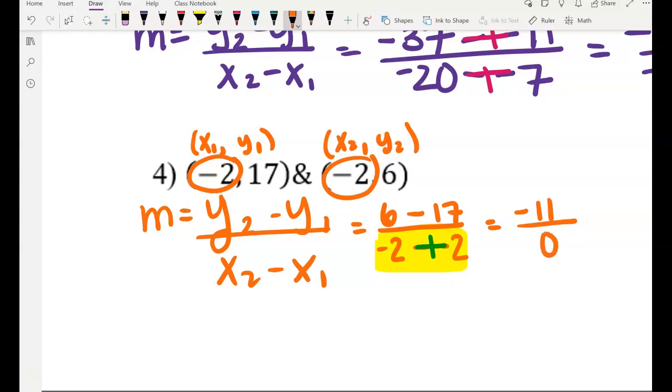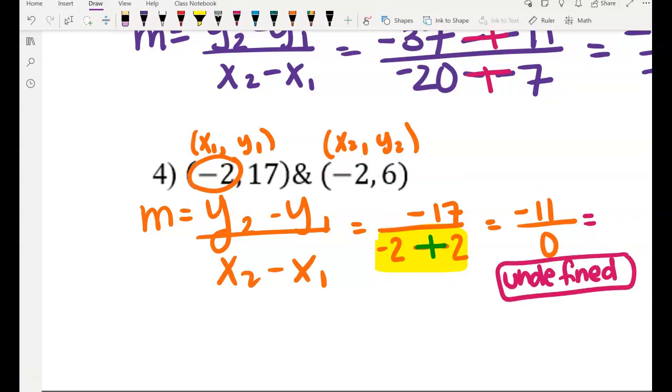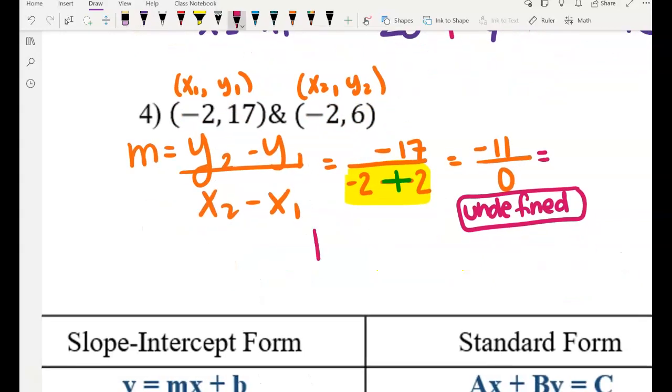Oh no! You have a 0 in the denominator. That's a big no-no. So this is when we say undefined slope, okay? The slope is undefined. Well, why is it undefined? Okay, well, let's look at it. Undefined slope, it's going to have a vertical line.